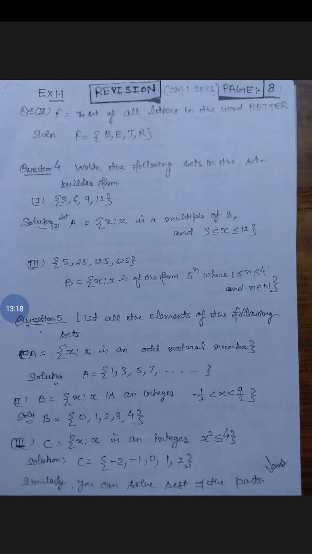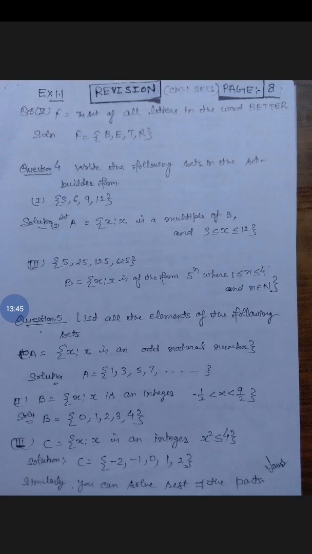Now question number 4: write the following sets in set builder form, 3, 6, 9, 12. Here roster form is given and we have to convert it into set builder form. So you can write A is equal to x such that x is a multiple of 3, because 3, 6, 9, 12 are multiples of 3. You may write x is less than or equal to 12 and greater than or equal to 3. Similarly, you may solve the third part.